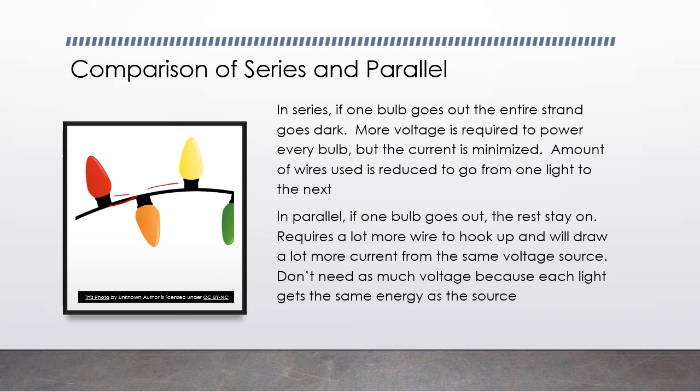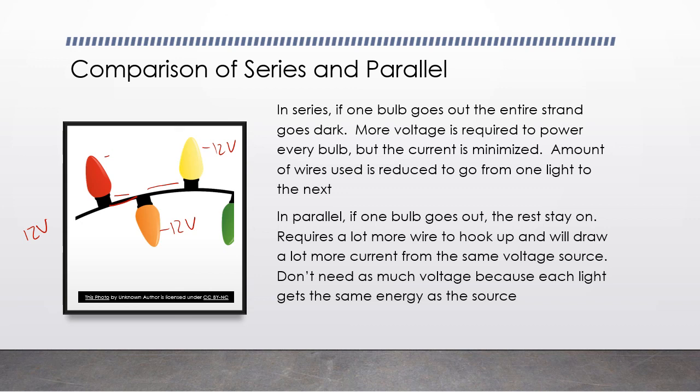However, if you set up your light strand in parallel, one bulb goes out, well, the rest of them stay on because they still have their voltage source, they still have their wire connection to the battery. It does require a lot more wire to hook it up, and it's going to draw a lot more current from the same voltage source. However, you don't need as much voltage because each light, again, is going to drop the same voltage as the battery. So if this was a 12-volt battery powering this thing again, we would lose 12 volts here. We would lose 12 volts here. We would lose 12 volts here.